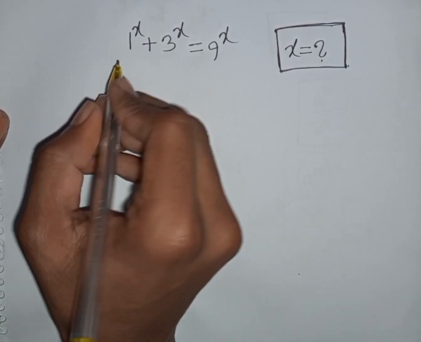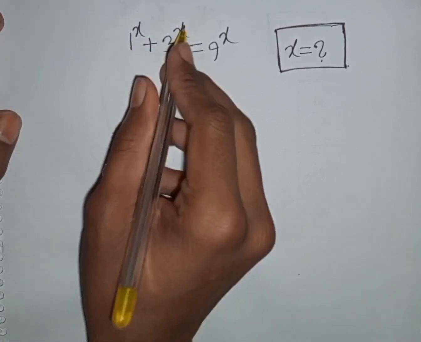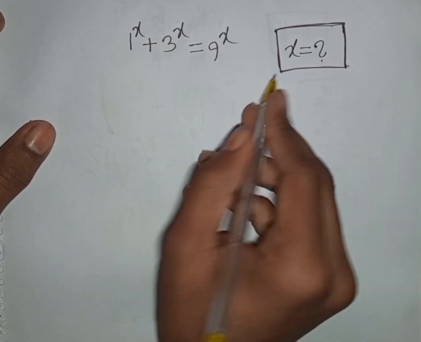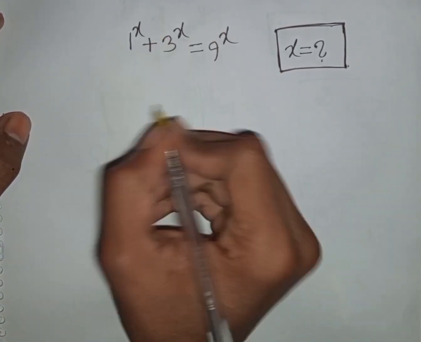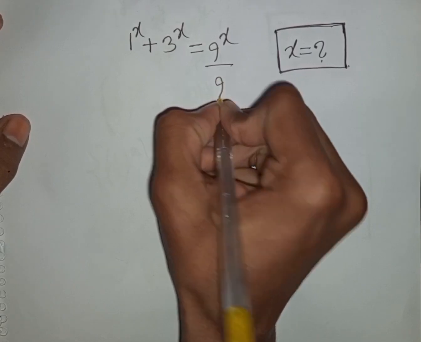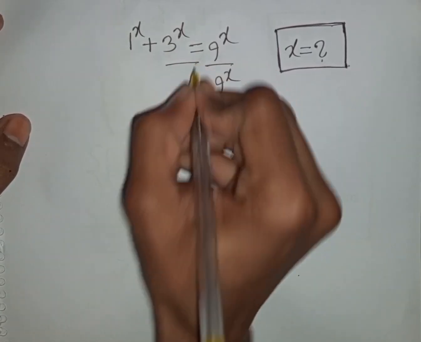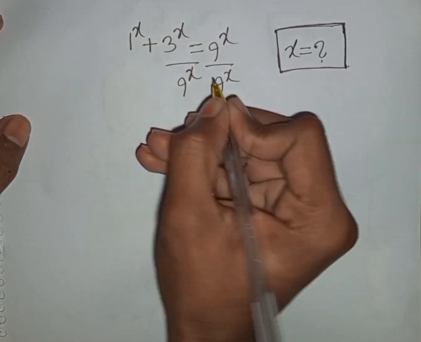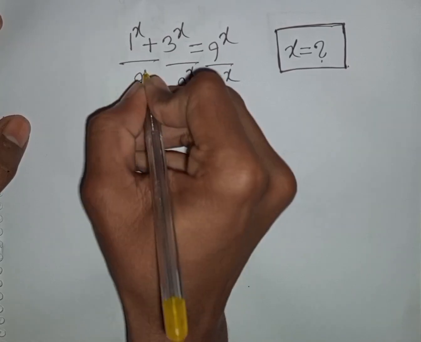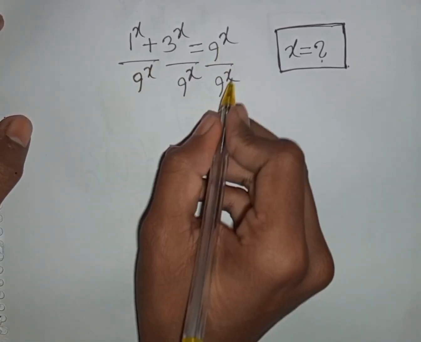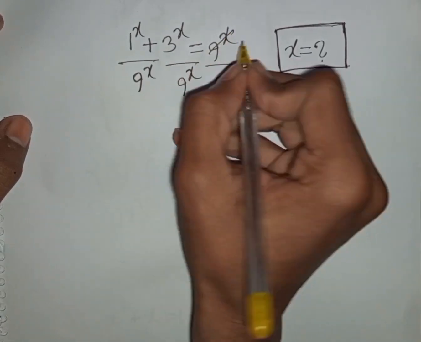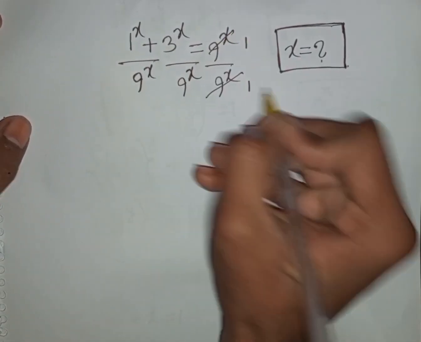How to solve (1^x + 3^x = 9^x)? Find the value of x. At first, we divide by 9^x on both sides. So (1^x/9^x + 3^x/9^x = 9^x/9^x). Now we see this 9^x will be cancelled.